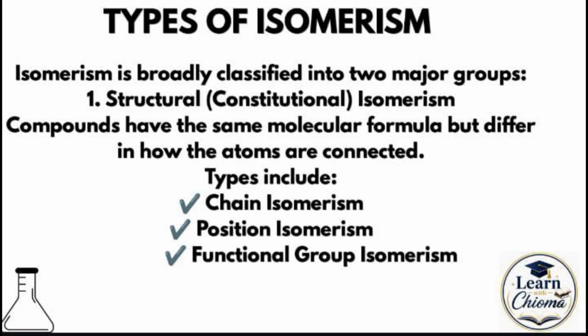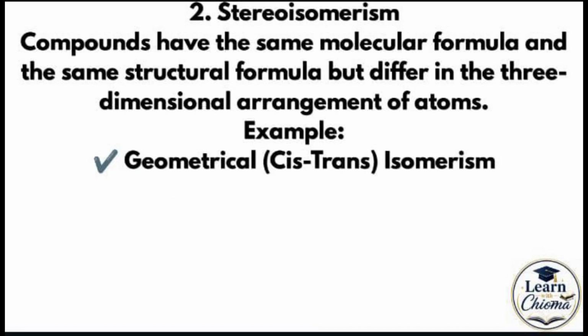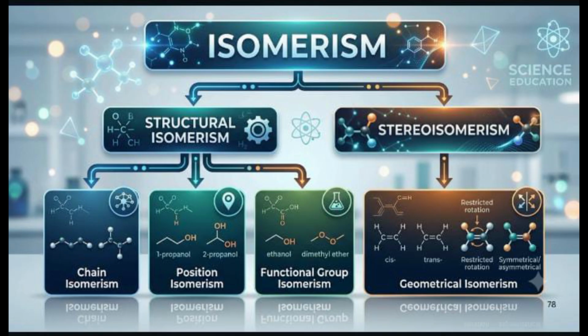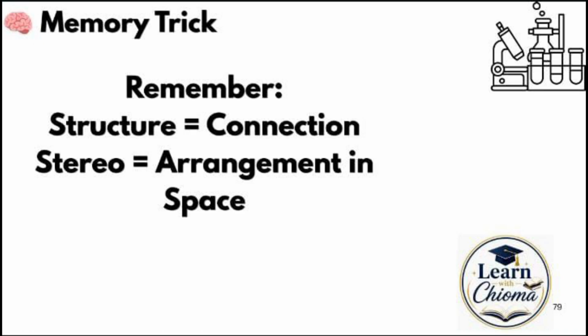Isomerism is broadly divided into two categories. The first is structural isomerism, where compounds have the same molecular formula but differ in the way their atoms are connected. Structural isomerism includes chain isomerism, position isomerism, and functional group isomerism. The second category is stereoisomerism. Here, the atoms are connected in the same order, but they differ in their three-dimensional arrangements. One important type of stereoisomerism at this level is geometrical isomerism, also known as cis-trans isomerism. In the next few slides, we'll examine each type one by one using simple structural diagrams.